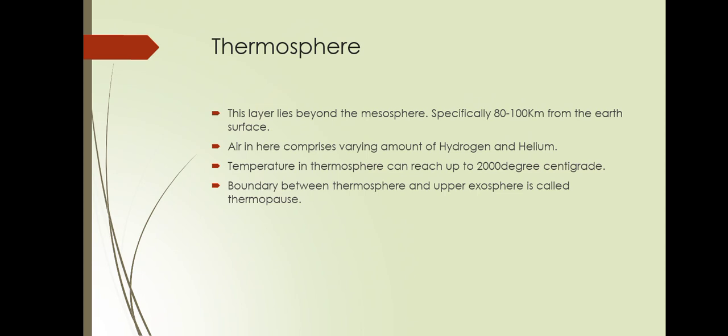So the last one is the thermosphere. This layer lies beyond the mesosphere, and it is specifically 80 to 100 kilometers from the Earth's surface. Air in here comprises varying amounts of hydrogen and helium, and temperature in the thermosphere can reach up to 2000 degrees centigrade. And the boundary between the thermosphere and the upper exosphere is called the thermopause.